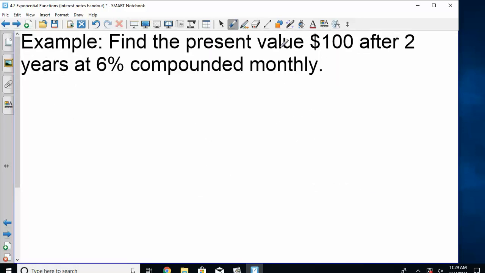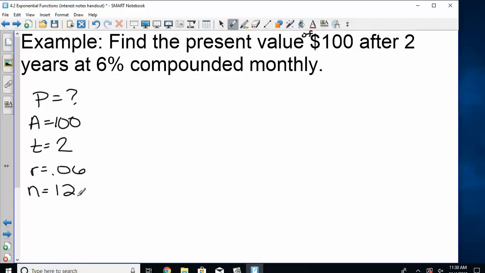Find the present value, that should say, of $100. Present value is P, so I am looking for P. What is this 100? That's our A. After 2 years, so T is 2, at 6%, so R is 0.06. Compounded monthly, so N is 12.